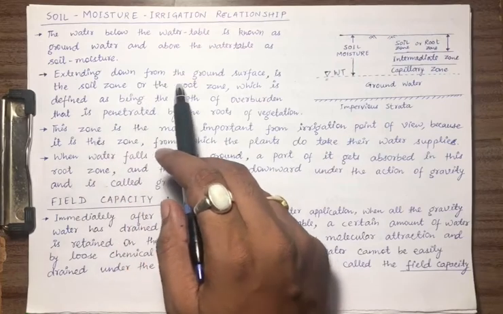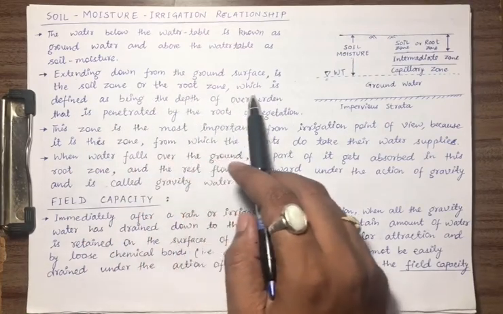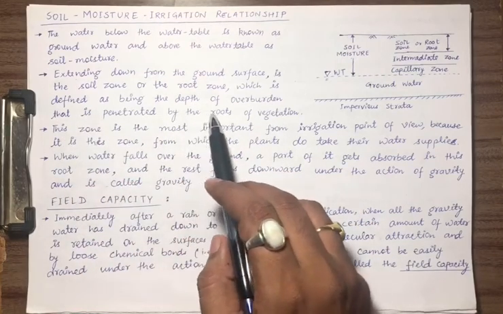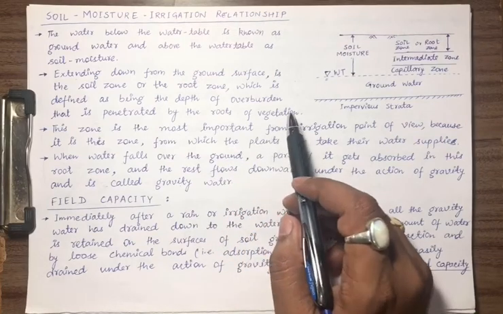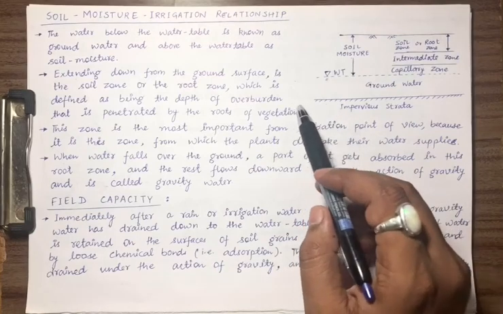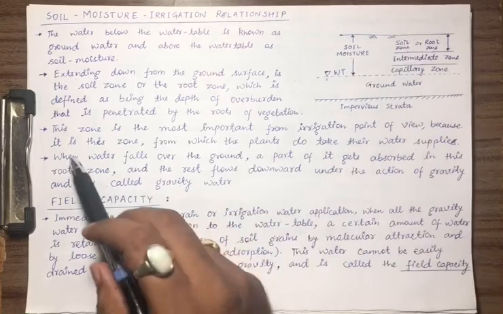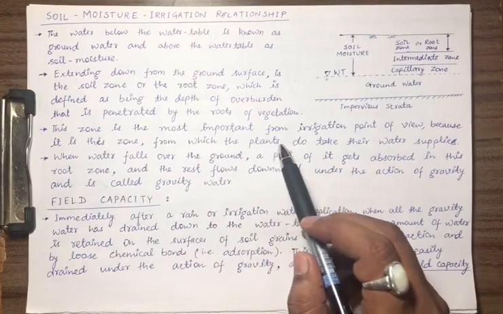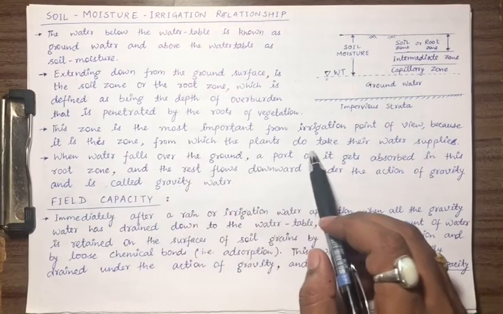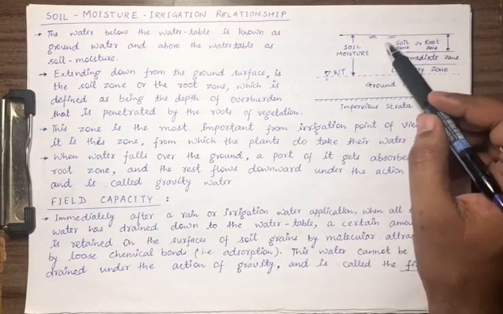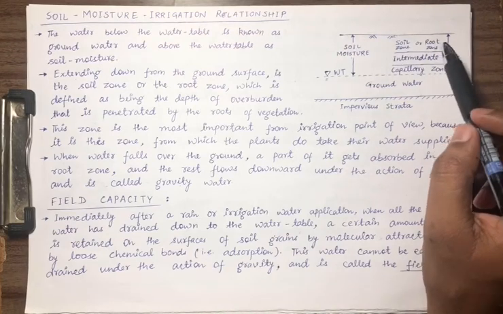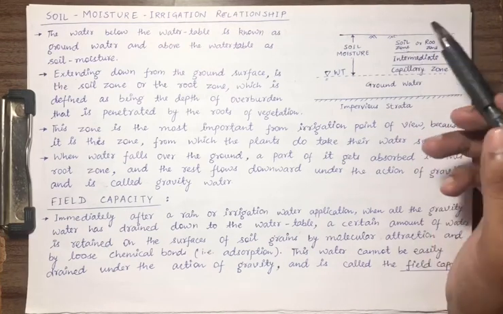So extending down from the ground surface is the soil zone or the root zone, which is defined as the depth of overburden that is penetrated by the roots of the vegetation. This will be an average value of various experimental data, and with the help of that we can define the root zone. This zone is the most important from the irrigation point of view, because from this zone the plants take their water supplies. So for irrigation purposes, this is the most important zone for us, because we want to supply water to the root zone of the crops for their nourishment.